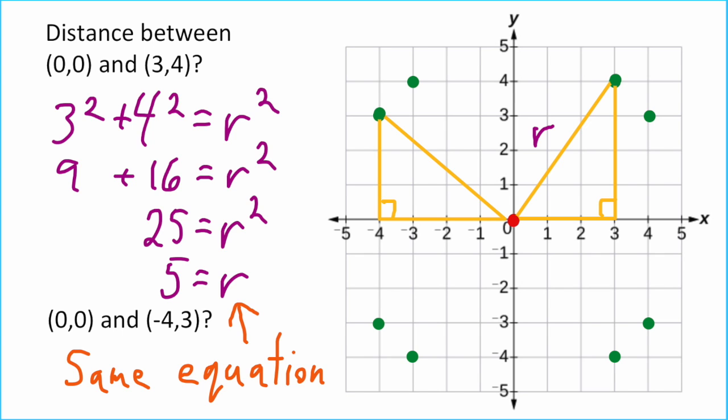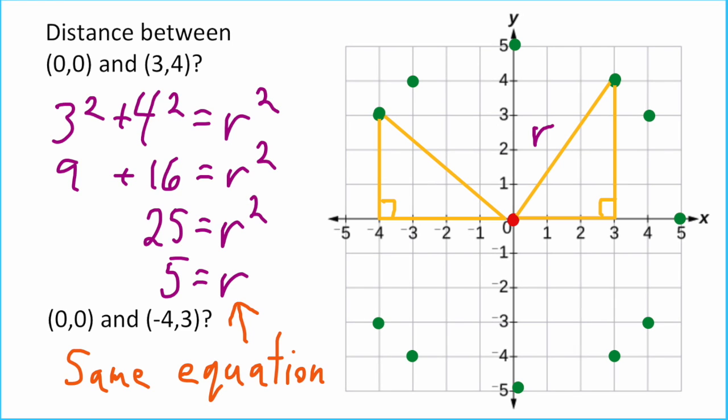So what other points would work that would be 5 units away from 0, 0? We could have actually started with these. These are the easiest ones to find. How about 5, 0? That's 5 spaces from 0, 0. Another one would be 0, negative 5.